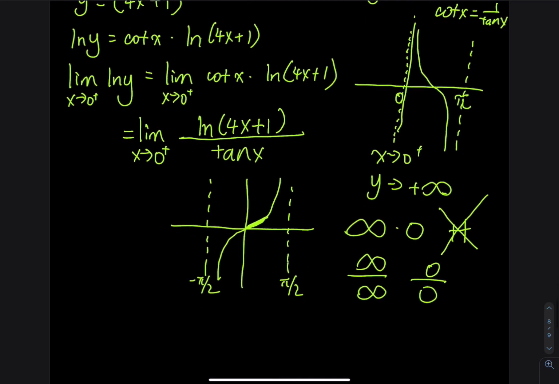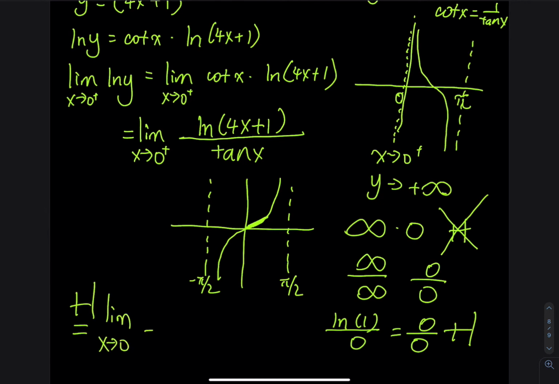And then you plug in a 0 to the top, then you have ln 1 divided by 0. Then that is 0 over 0, then L'Hopital's rule is applied. So we are going to go ahead and apply L'Hopital's rule. Limit as x approaches 0, the derivative of tangent is secant squared x, and then the derivative of ln is 1 divided by everything inside the parentheses times the derivative of the function inside the parentheses using chain rule. So the derivative of 4x plus 1 is equal to 4.